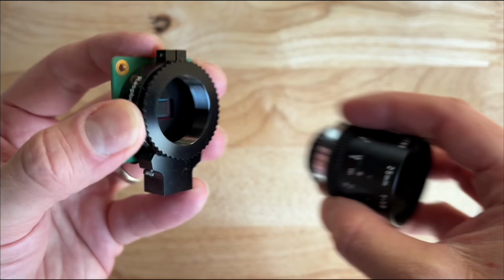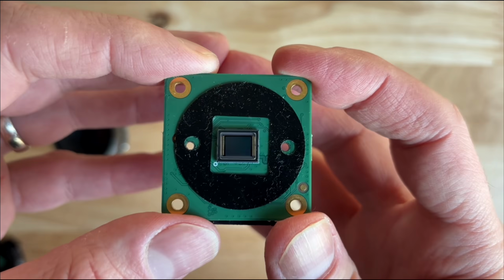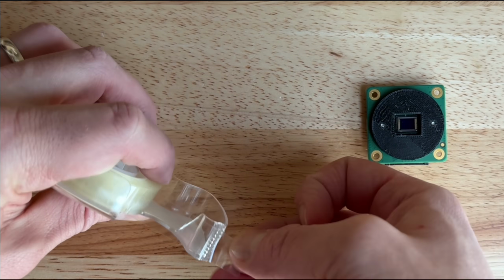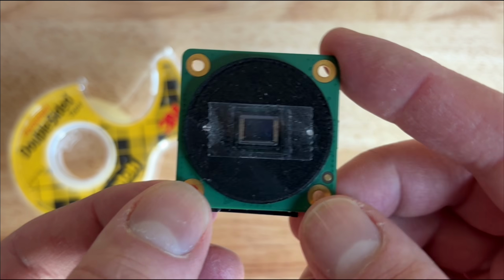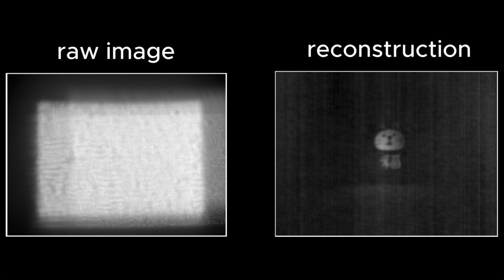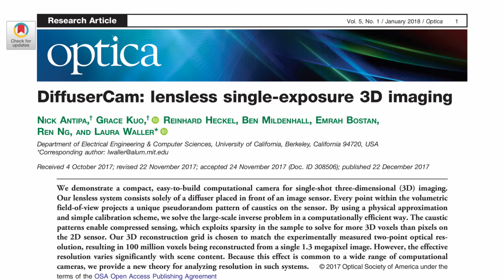Last time I showed that an image could be reconstructed with no lens, just a piece of tape in front of a sensor. Even though the raw image looks like a mess, an image of the scene can be reconstructed using physics-based algorithms. But can we get 3D information from this type of camera? Let's dive deeper into coded apertures to figure out how, again following the DiffuserCam paper from the Waller lab.